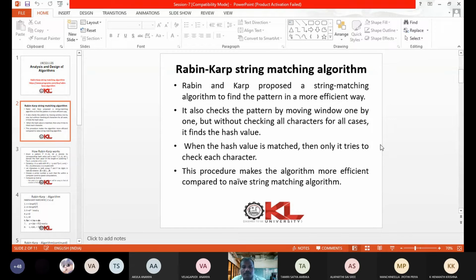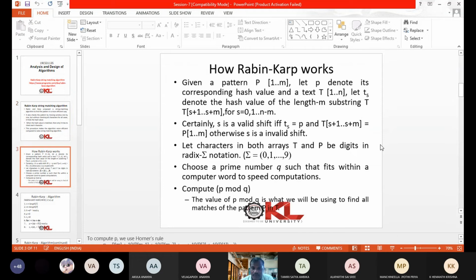The Rabin-Karp string matching algorithm finds the pattern in a more efficient way, because here the matching is based on the hash value. It also checks the pattern by moving the window one by one, but without checking all the characters for all cases. It finds the hash value. When the hash value is matched, only then does it try to check each character. So this procedure makes the algorithm more efficient compared to the Naive string matching algorithm.